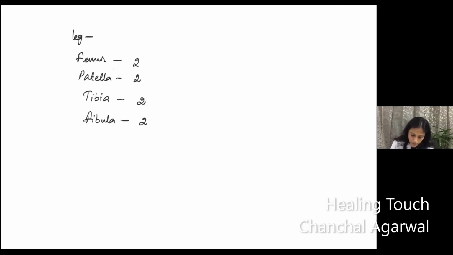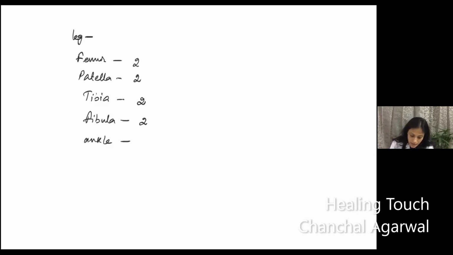Now the leg. Femur, 2. Patella. Patella is the bone of the knee. So the knee bone, or patella, 2. Tibia, 2. Fibula, 2. Ankle. Ankle bones are also called something. Any idea what the name of the ankle bone is? Like wrist bones are called carpal, ankle bones are called tarsal. Very good, tarsal. So ankle bones, or you can write them as tarsals also.